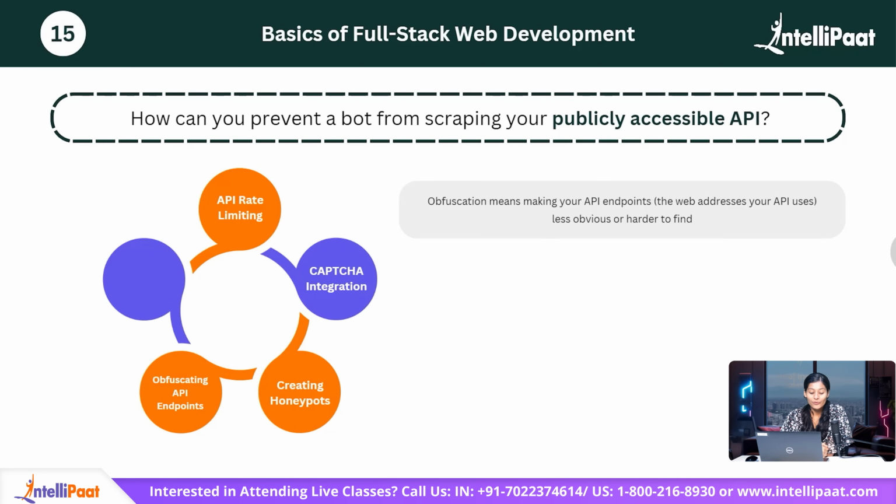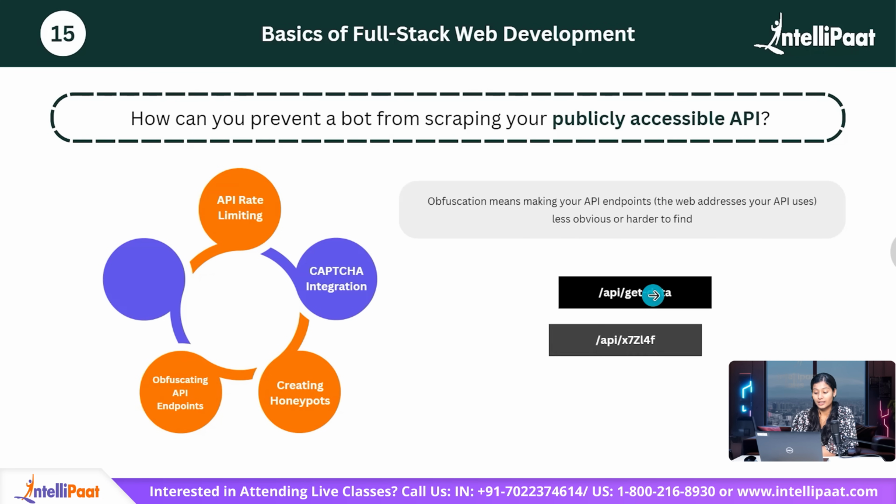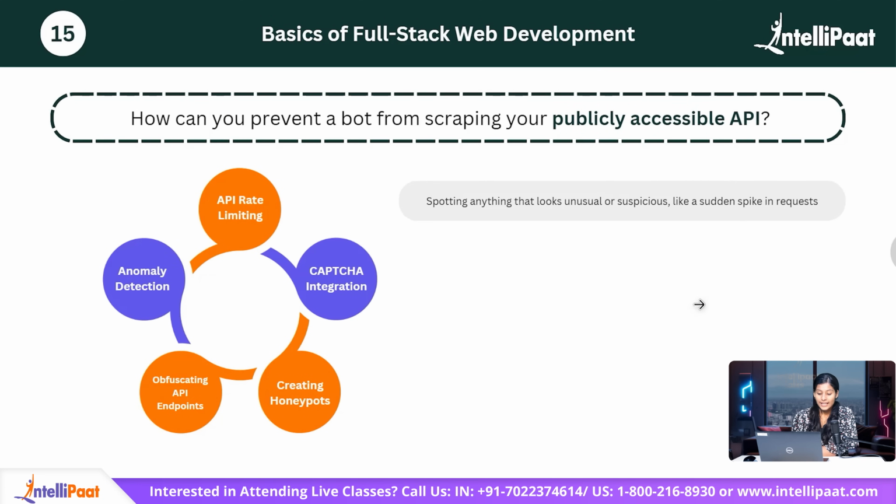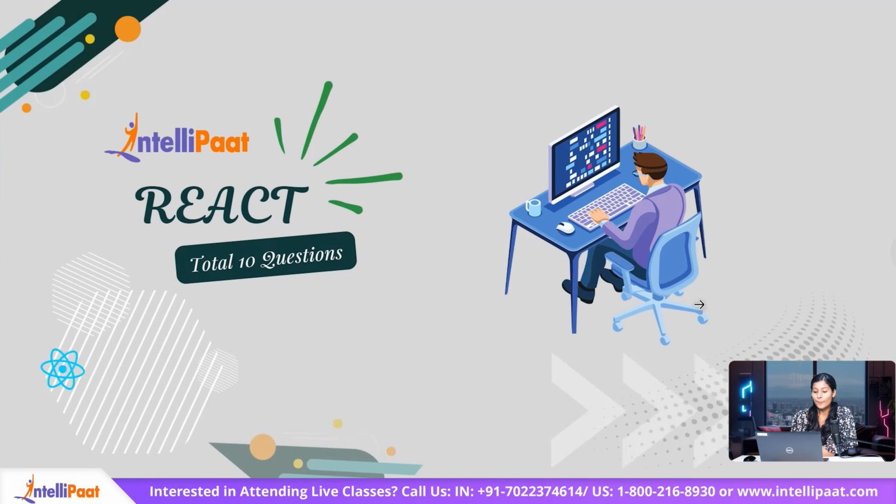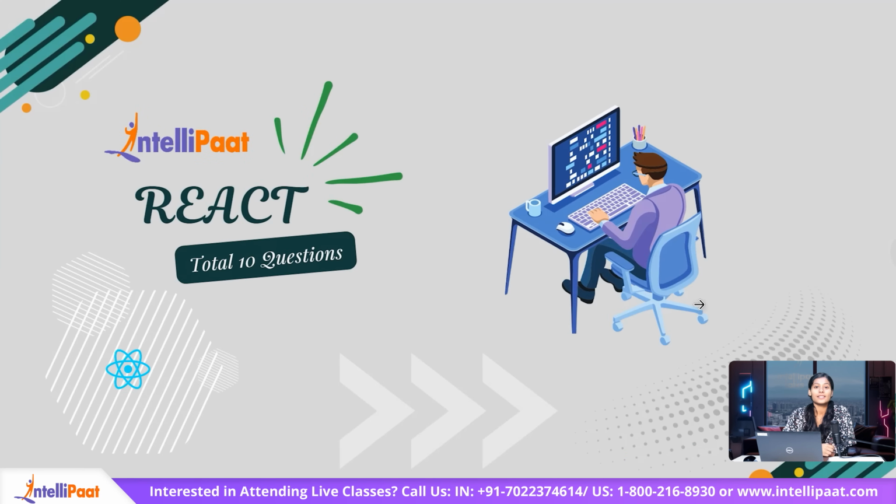Moving on, we have obfuscating API endpoints. Obfuscation means making your API endpoints less obvious or harder to find out. That is, instead of giving an API endpoint like API/getData, you can put something much more complicated. Next, we have anomaly detection. That is spotting anything that looks unusual or suspicious, like a sudden spike in requests, which is similar to API rate limiting.